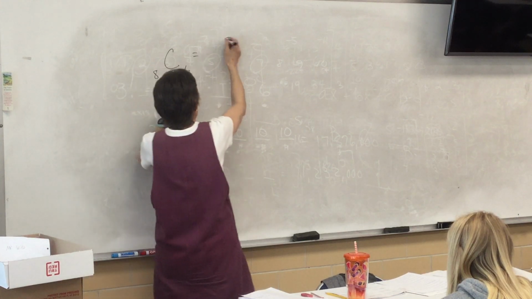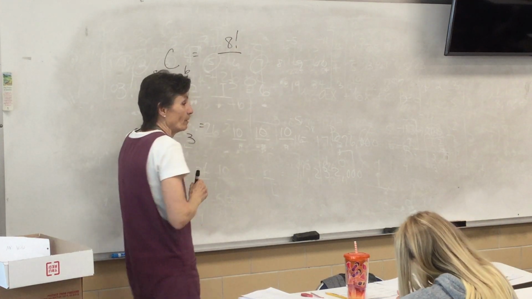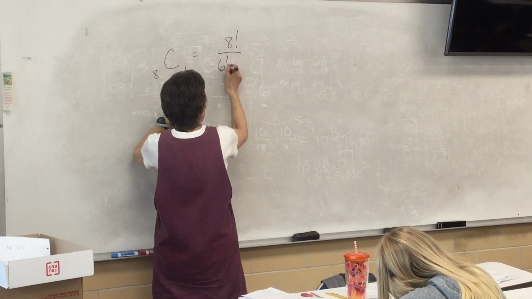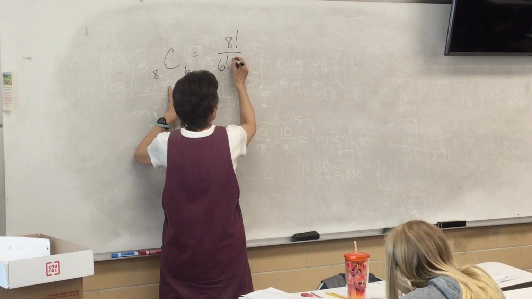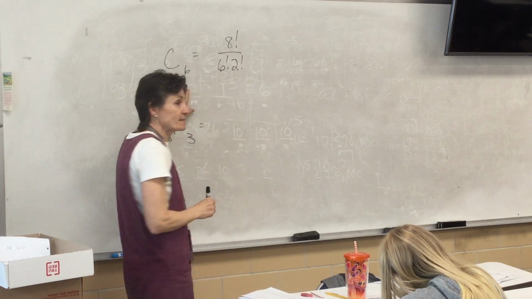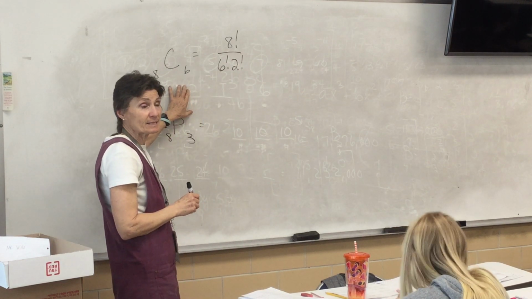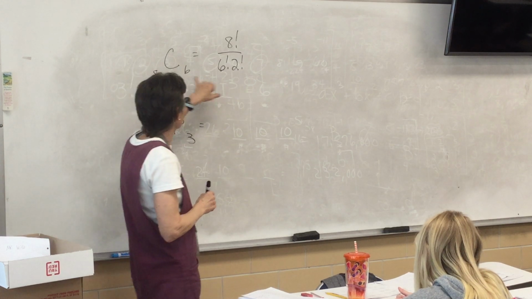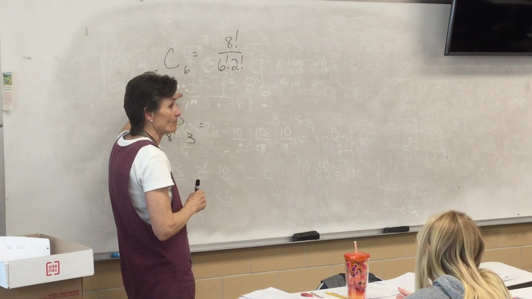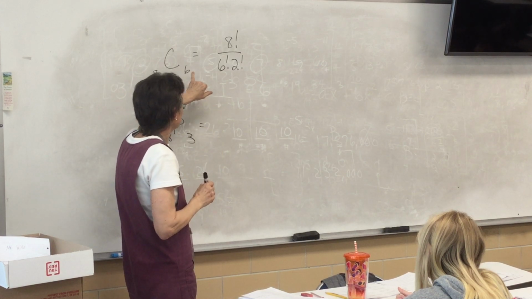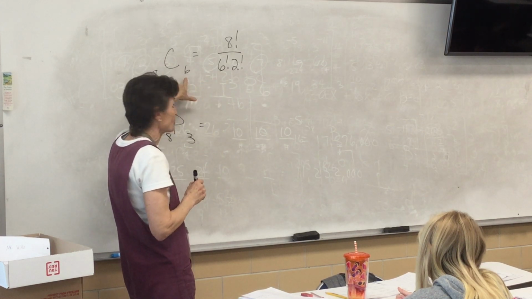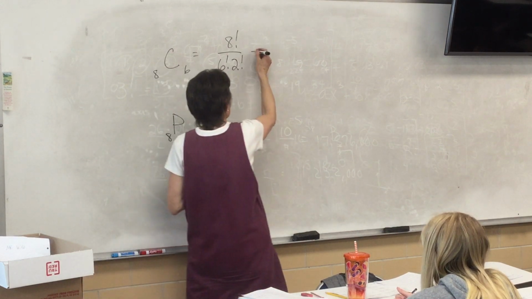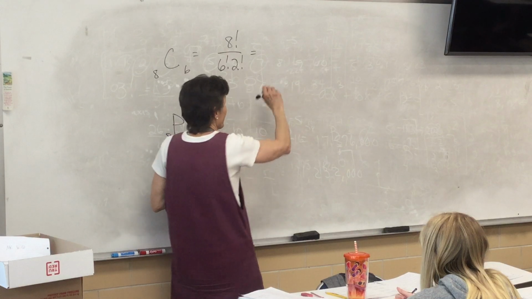8 factorial, not just 8, but 8 factorial over 6 factorial and also over 2 factorial. Remember, when it's a C, what does C stand for? Combination. When it's a combination problem, it's this number on the top, factorial, this number on the bottom, but also the difference on the bottom. Okay? So then you're going to have to calculate this without a calculator, so by hand.